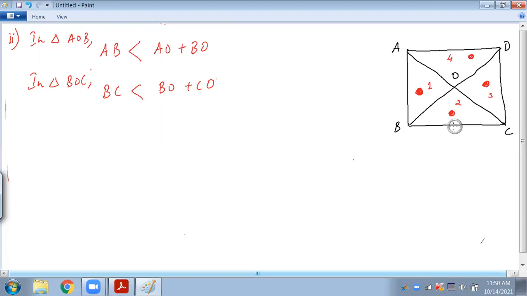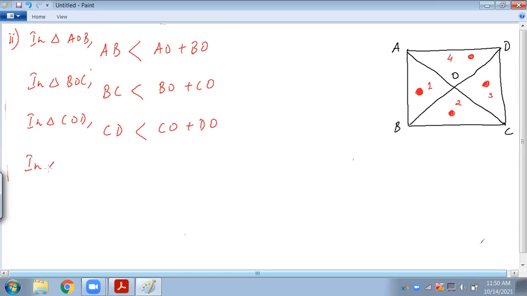So what we can take is BC less than BO plus CO. Again, in triangle COD, CO and DO are part of the diagonals and CD is a part of the quadrilateral, so what are you going to take? CD less than CO plus DO.